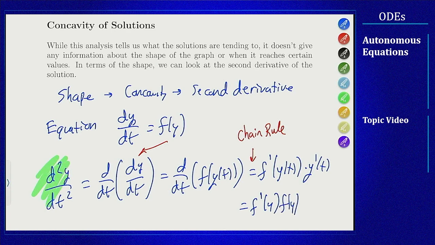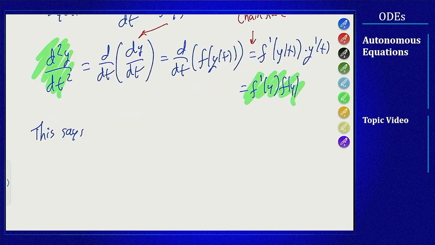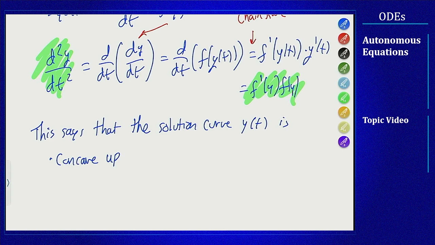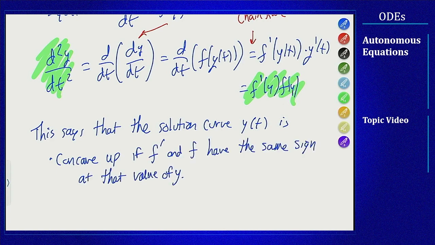So our second derivative is computed as f prime of y times f of y, where f is the right-hand side of the autonomous equation. Well, what does that tell us? This says that the solution curve, y of t, is concave up, which happens when the second derivative is positive, if f prime and f have the same sign at that value of y. If they're the same sign, they're either both positive or both negative. In both cases, the product is positive. And like everything else for this type of equation, it's only the y value that matters. So at a given y value, no matter where you are on the t-axis, it will be concave up or concave down respectively. Similarly, it's concave down if they have opposite signs.